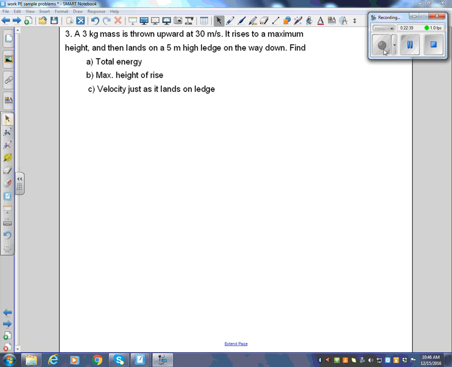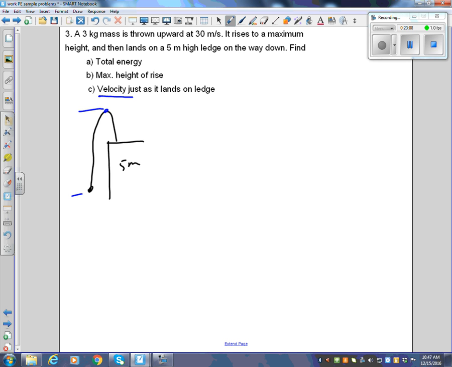Ready to try one? Try this one on your own. I'm going to hand out the practice set right away. We got a 3 kilogram mass thrown upward at 30, so same as before. It rises to a maximum height and then lands on a 5 meter high ledge on the way down. So it's doing this. Find the total energy. Find the maximum height of rise, so same part as the question we did before, and then the velocity just as it lands on the ledge. How fast is it going right there? At the very least, you can do A and B.